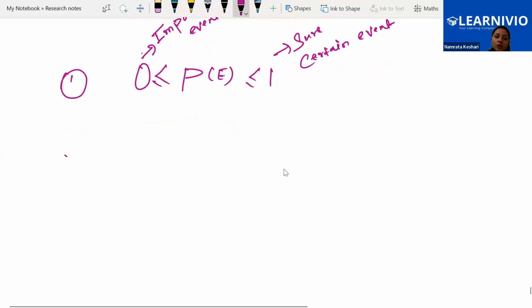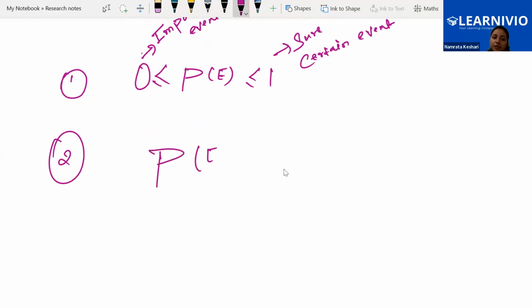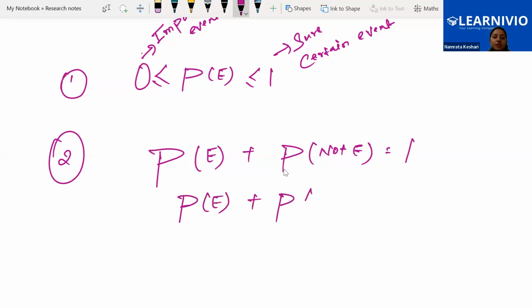Now the complementary event we have understood. Probability of event E plus probability of not E will always be 1. Sometimes we have to use this formula to calculate the probability. We don't have to go for favorable outcome or total outcome. This formula will be enough for finding the probability. We also write it as probability of E plus probability of E bar is equal to 1.